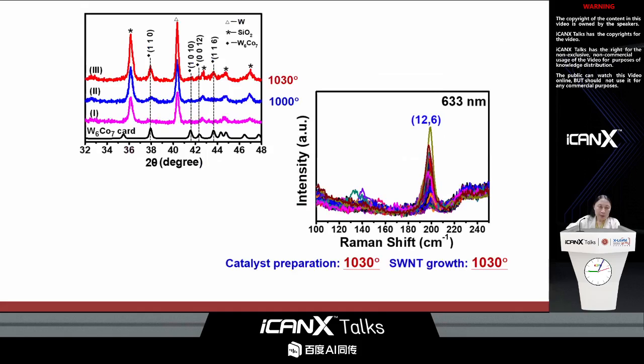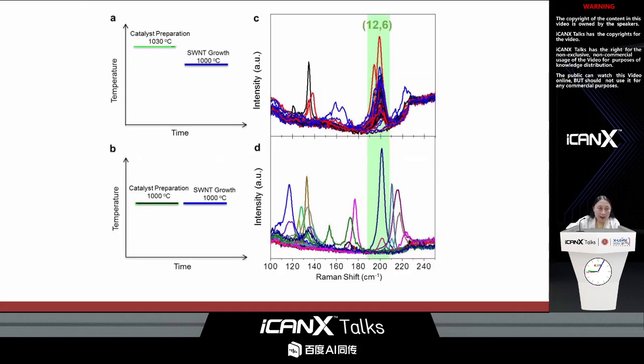For example, this is a sample I already showed you: 12-6 tubes grown at 1030 degrees. The catalyst was prepared at 1030 degrees, and the growth was also performed at 1030 degrees. We know that at 1000 degrees, this catalyst was not very well crystallized. Then we designed such an experiment. We prepared the catalyst at 1030 degrees, then grew the tubes at a lower temperature of 1000 degrees. We again observed the selective growth of 12-6 tubes.